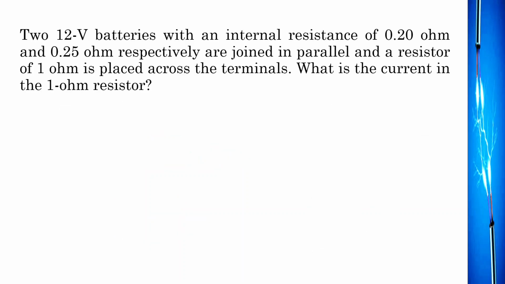Here, we have two 12-volt batteries with internal resistance of 0.20 ohms and 0.25 ohms respectively, joined in parallel, and the resistor of 1 ohm is placed across the terminals. What is the current in the 1 ohm resistor? So, ito, parang ang dating lang nito, yung parang kagaya lang sa pinakita natin kanina sa ating example.